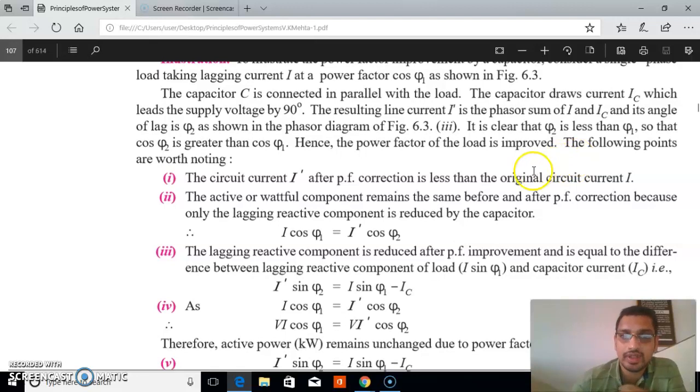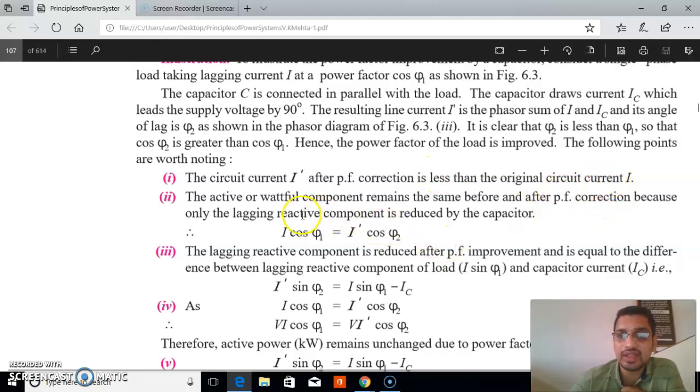Here, what is I dash? I dash is the circuit current after the power factor correction. So here I dash is less than the original current I. I dash is less than the original current I.